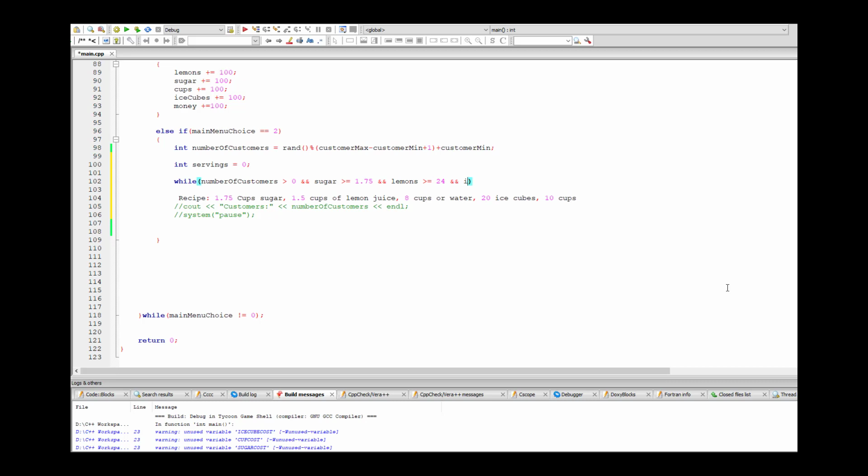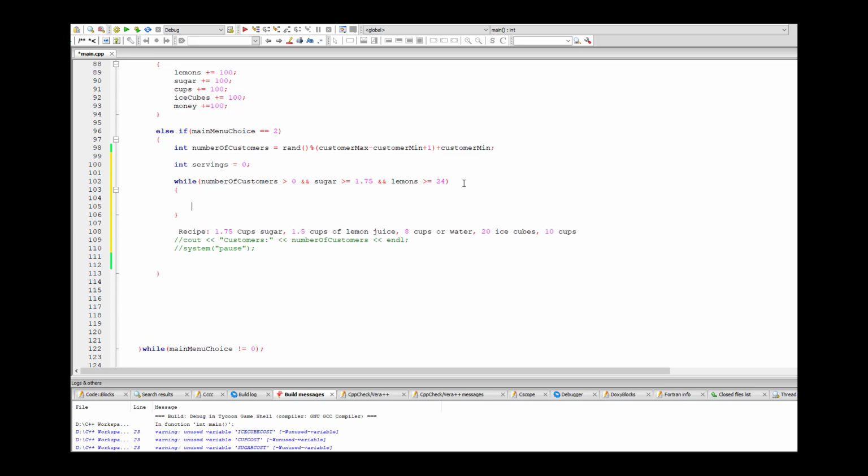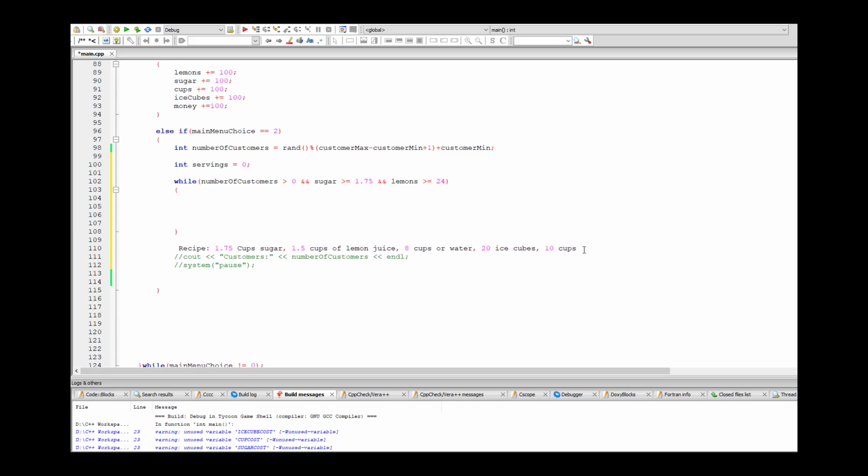So 24 lemons, and ice cubes, actually, we'll just leave it. So what we have here is enough sugar and enough lemons to actually make the lemonade. So we have customers and we have enough sugar and enough lemons to make the lemonade. So then we're going to start serving customers.